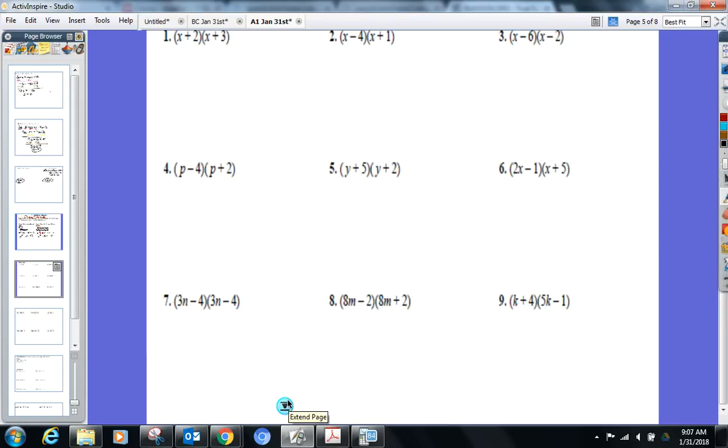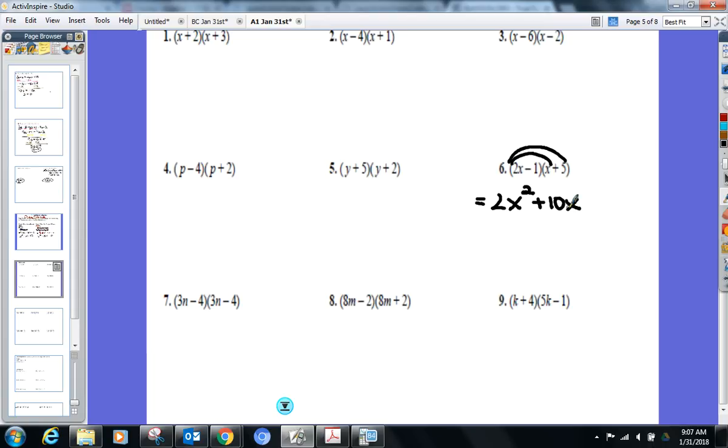2x minus 1 times x plus 5. What do you want to distribute first? 2x. All right, here we go. So 2x times x. 2x squared. 2x times 5. 10x. This is why if you are not that great at multiplying, get in here. All right, there's the first one.